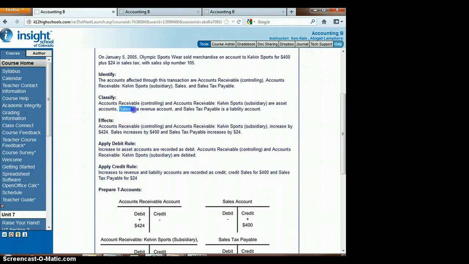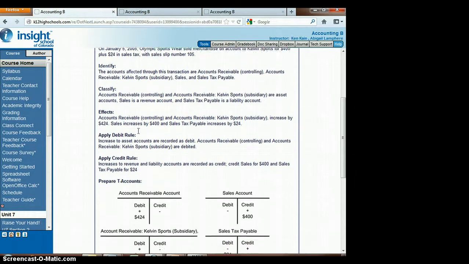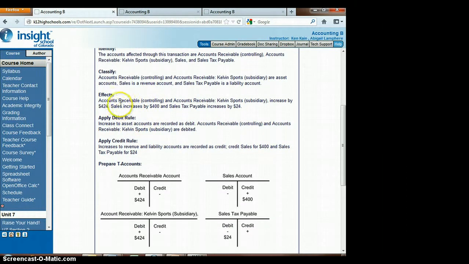Sales, we'll be working with our sales account, which you should remember is a revenue account. And then we have sales tax payable, which just by seeing this tax payable word or words, that should tell you that this is a liability account. So those are the different types of accounts we're working with. So now let's talk about the effects that each account will have. So our accounts receivable, controlling and subsidiary are both going to increase by $424. And then sales will increase by $400 and sales tax will increase by $24.